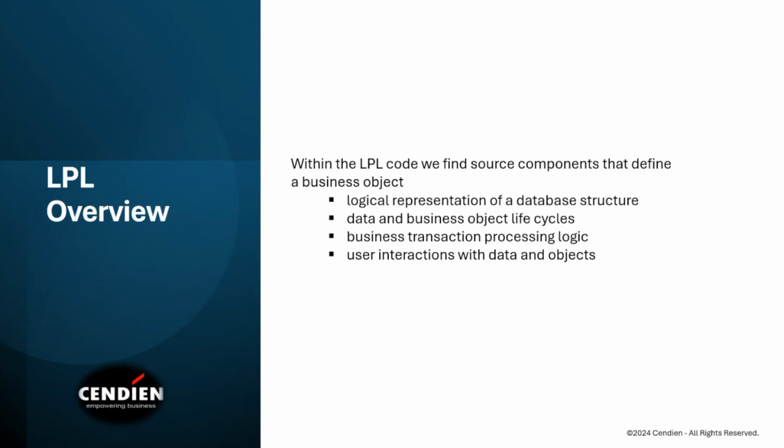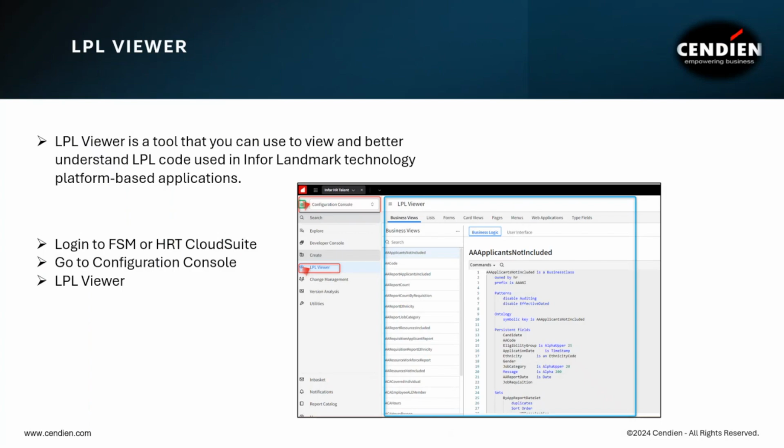When you look at the LPL code, it describes the application component in the way that we understand through business patterns, definitions, and business objects. And where can we find the LPL code? Fortunately, the LPL code is available under the menu structure of the Web Configuration Console through the LPL Viewer. By effectively navigating this tool, it will give us a better understanding of the business process and data perspective of the Infor delivered Landmark applications.